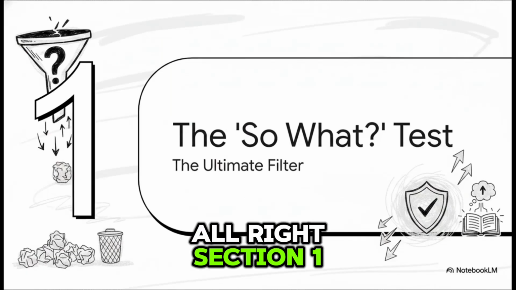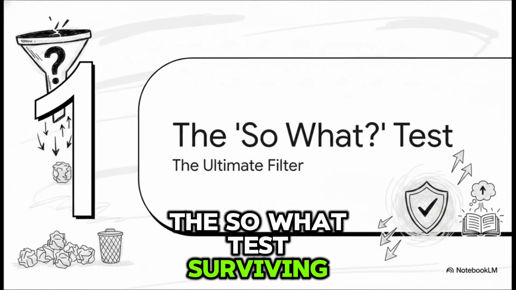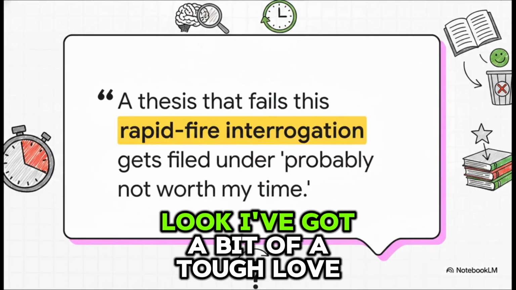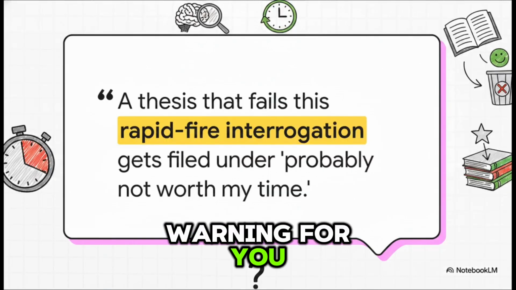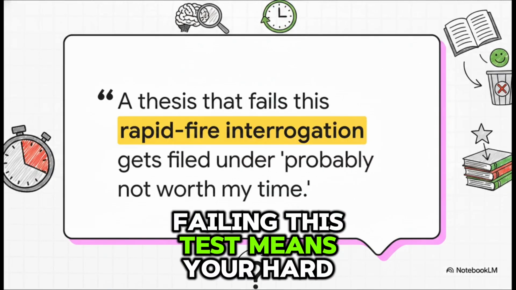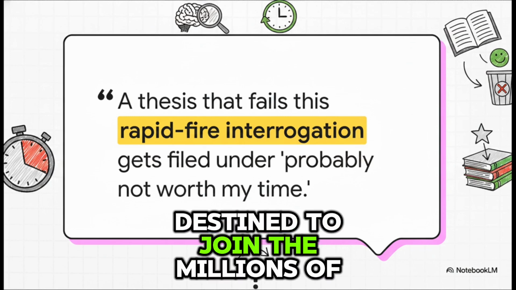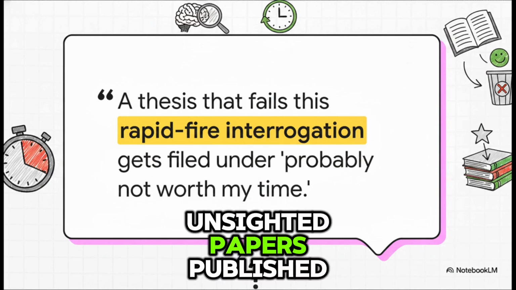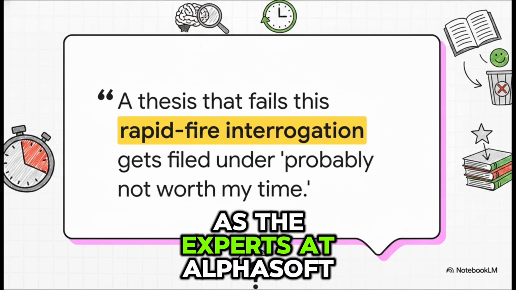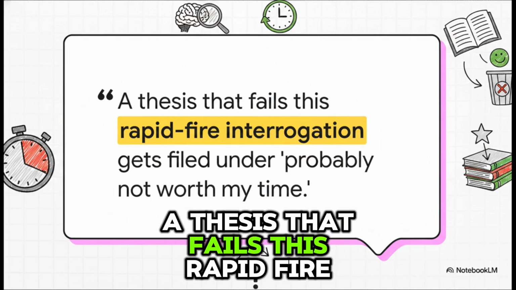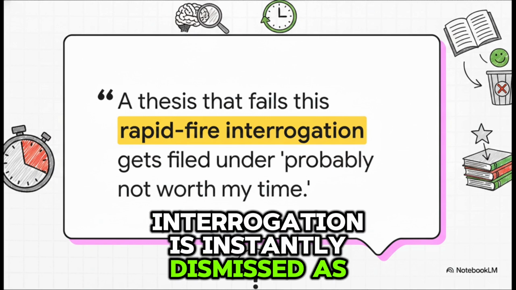All right, Section 1, the so what test, surviving the ultimate filter. Look, I've got a bit of a tough love warning for you right out of the gate here. Failing this test means your hard work is basically destined to join the millions of unread, uncited papers published every single year. As the experts at AlphaSoft note, a thesis that fails this rapid-fire interrogation is instantly dismissed as probably not worth my time.